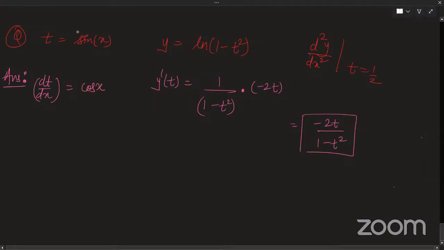Cos x, right? So what will be my value of dx by dt? If I have calculated dt by dx, do I know dx by dt? It is 1 by cos x, just the reciprocal. Can I represent cos x again in terms of t? Yes, I can write cos x as square root of 1 minus sin square x, and sin square x I already know is t square. So this becomes 1 by square root of 1 minus t square.